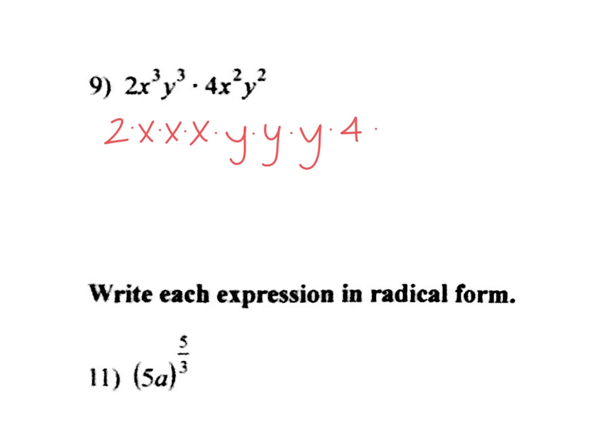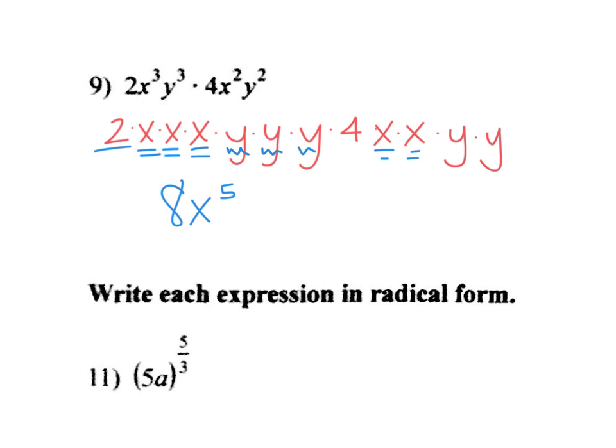Remember, if you see shortcuts or know a simpler way to do this problem, feel free to do that. Alright, 2 times 4 is 8. 1, 2, 3, 4, 5 x's: x to the 5th. And then my y's, I've got 1, 2, 3, 4, 5 y's, y also to the 5th.